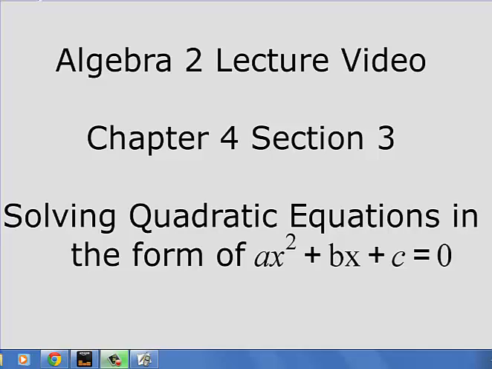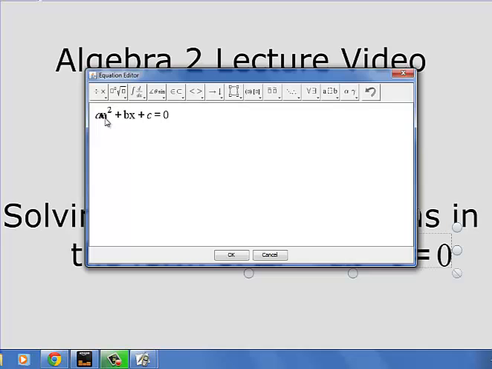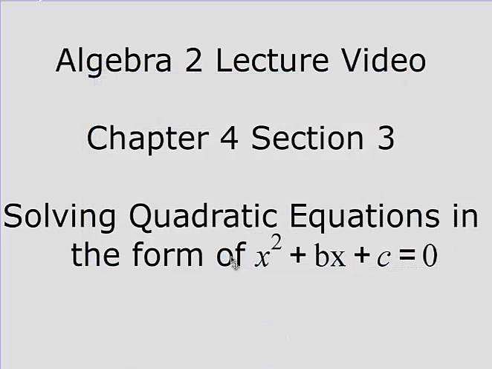So what we're going to be looking at is solving quadratic equations in the form of ax squared plus bx plus c equals 0. And actually, this isn't true. We're not going to necessarily be dealing with the a yet. That's what we're going to be dealing with. So if you notice, what's my a up here? What's my coefficient on x squared? 1. So that's where we're going to be starting.